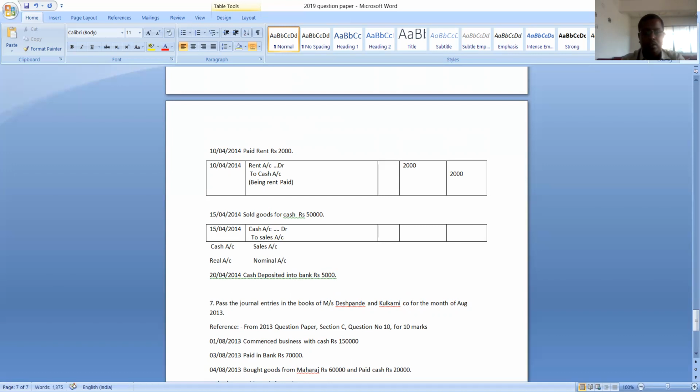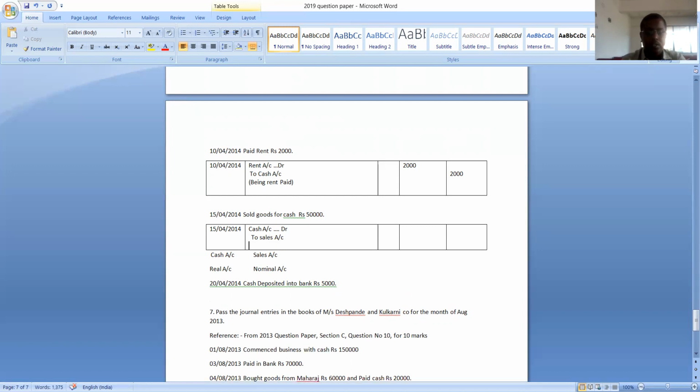To sales account. Okay. So what is the narration now? Narration is being goods sold for cash. Cash comes in, cash account is debited, sales are income, so sales accounts are credited.